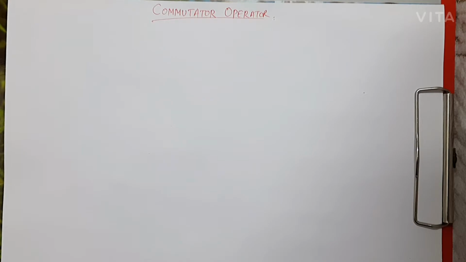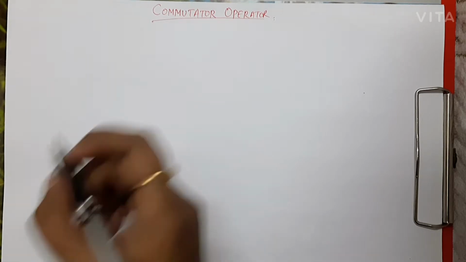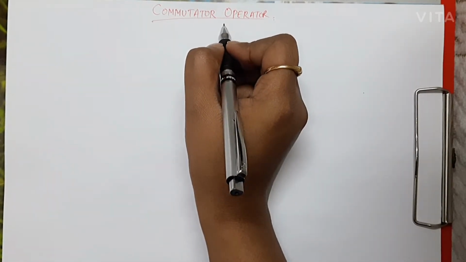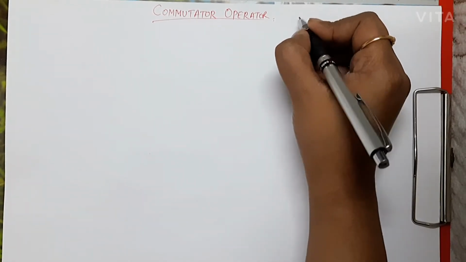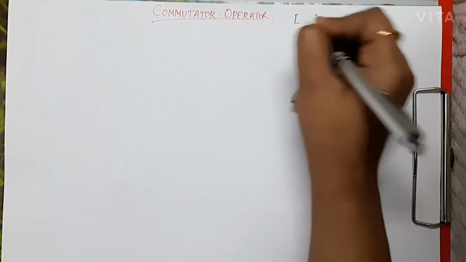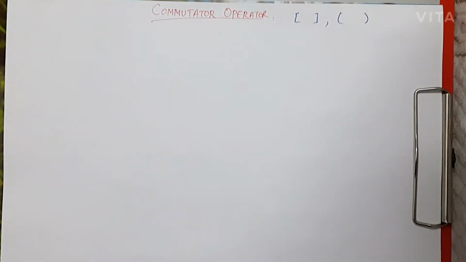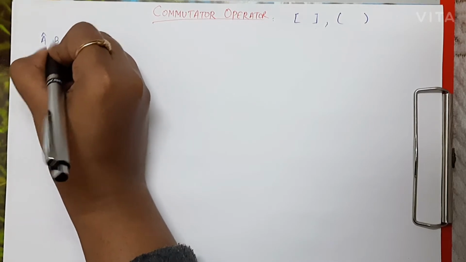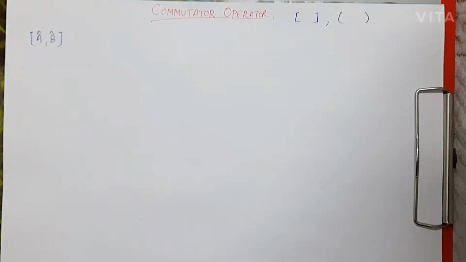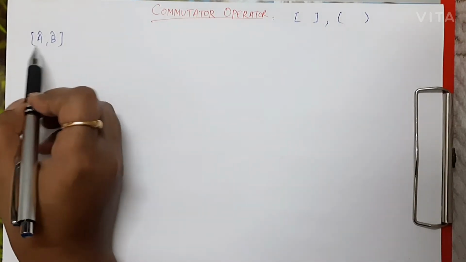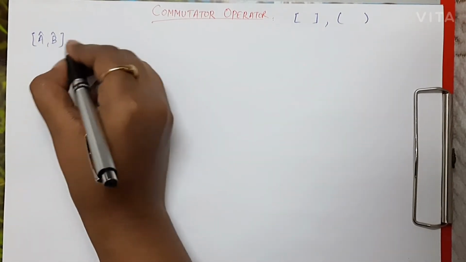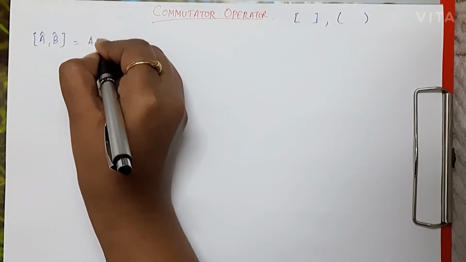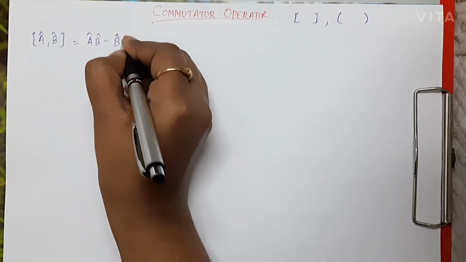So in this video of quantum chemistry, we are going to discuss the commutator operator. If we talk about commutator operators, then mathematically it is represented by brackets. Brackets can be square brackets, and also these curvy brackets. What happens if we have two operators, A operator and B operator, in brackets, then that is said to be a commutator operator. So this value equals AB minus BA.